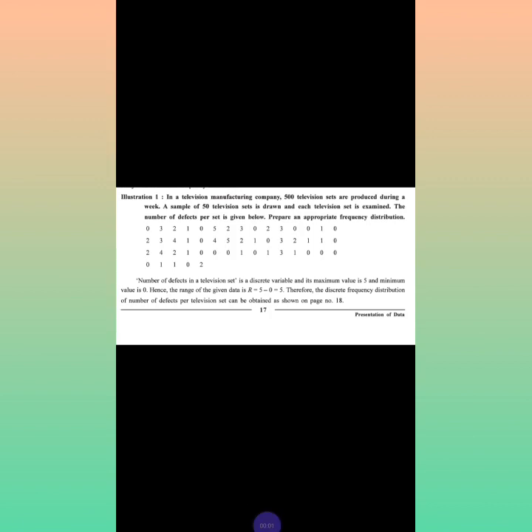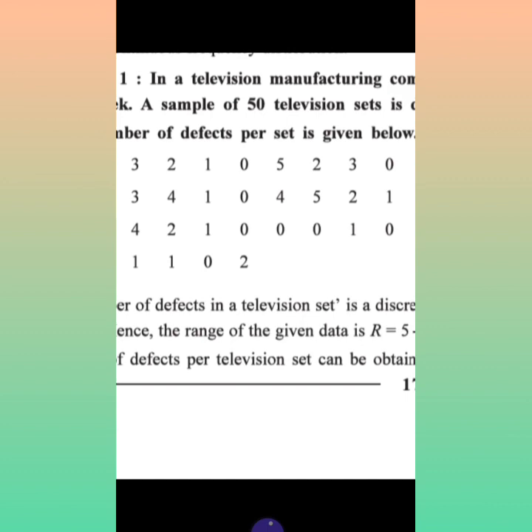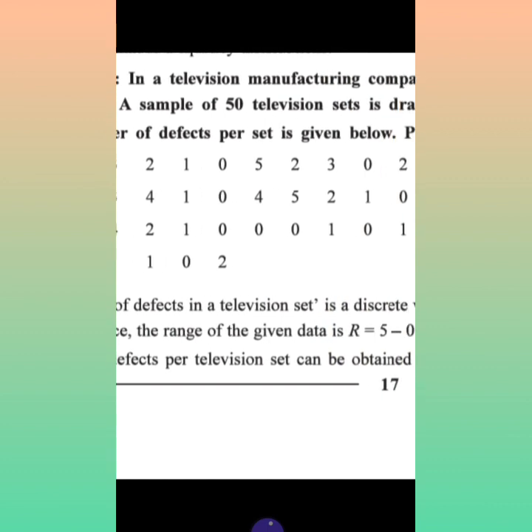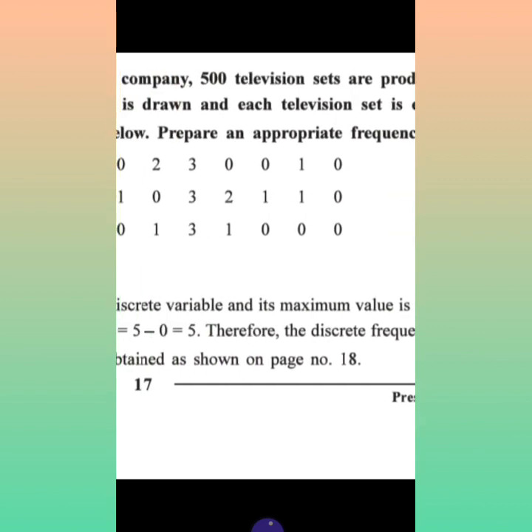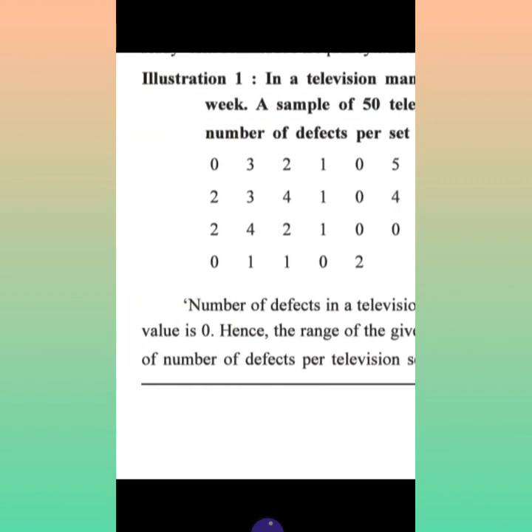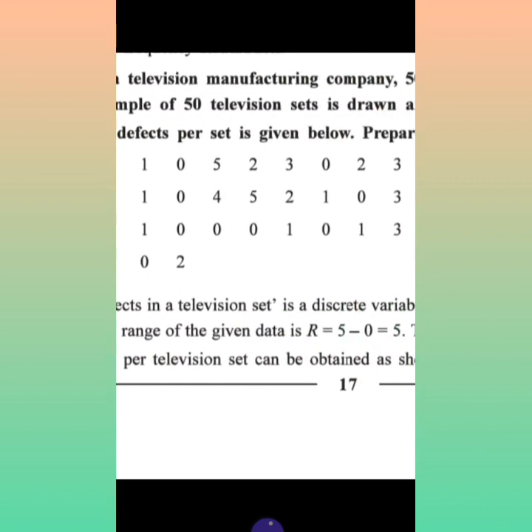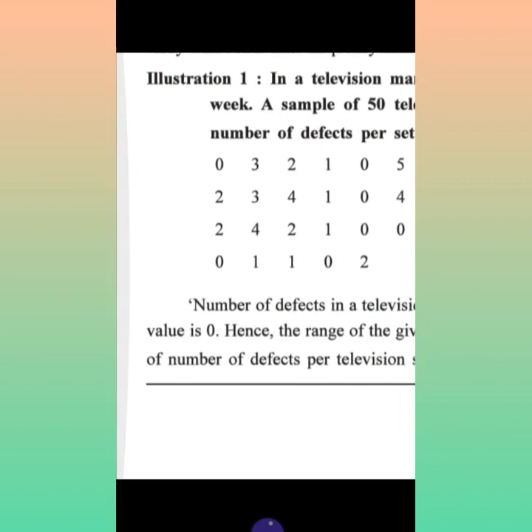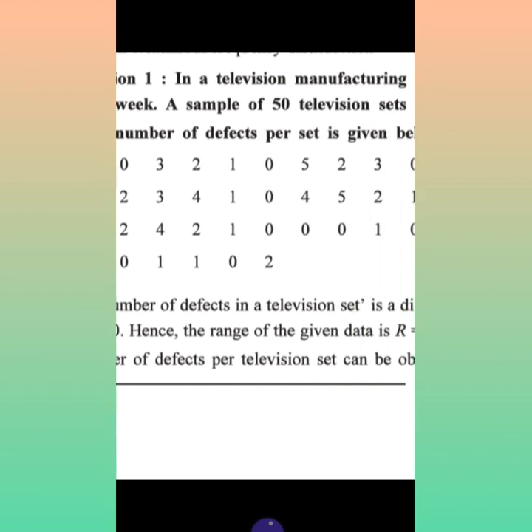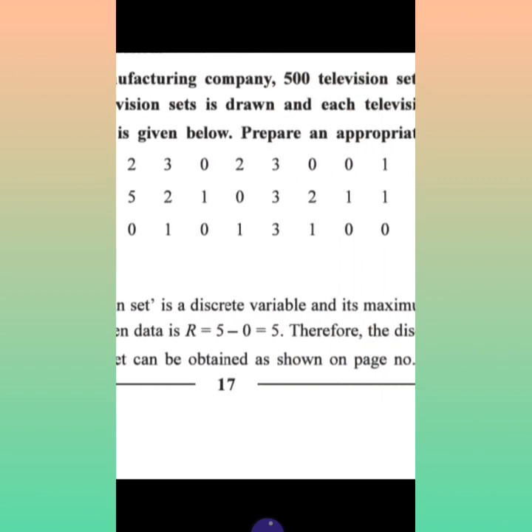Here, children, we shall see the first example. See example number 1. What has been given? In a television manufacturing company, 500 television sets are produced during a week. A sample of 50 television sets is drawn and each television set is examined. The number of defects per set is given below. Prepare an appropriate frequency distribution.